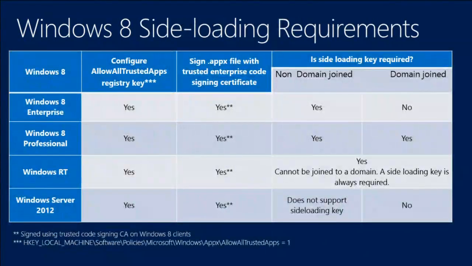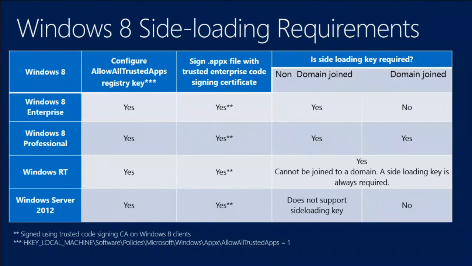And there are a few requirements in order to sideload the applications. The first and foremost is you have to allow for sideloading. This is an explicit step that you have to go through, which could be accomplished by turning on a registry key on Windows. It's AllowAllTrustedApps. That's the key. That's kind of the get out of jail free card, so that sideloaded applications can be installed.